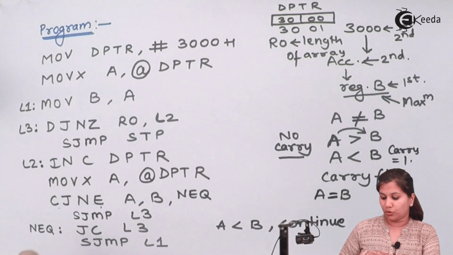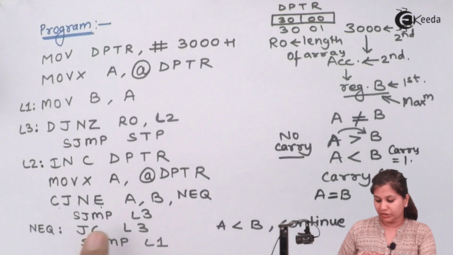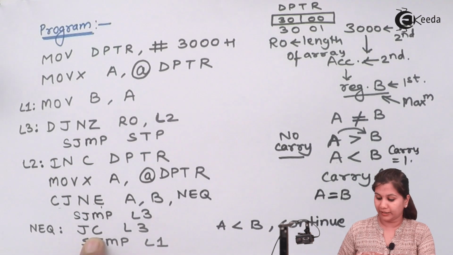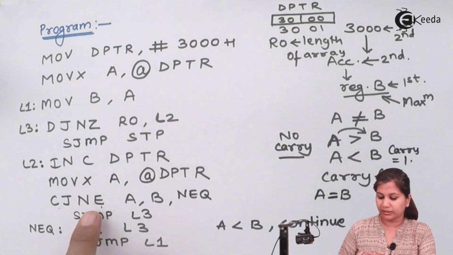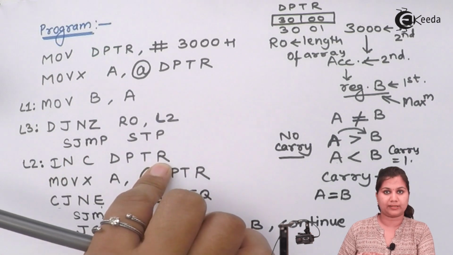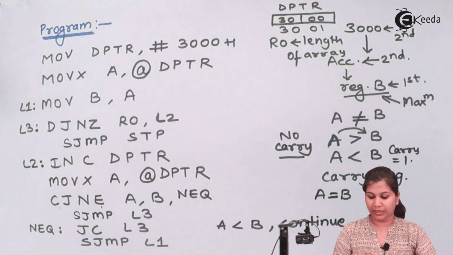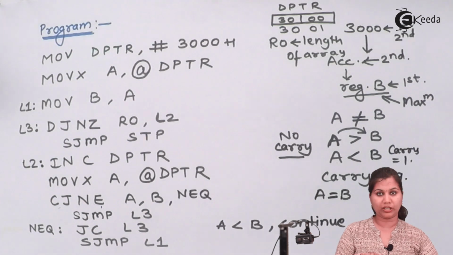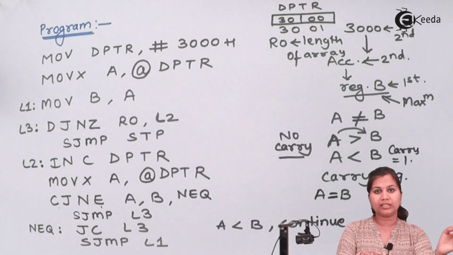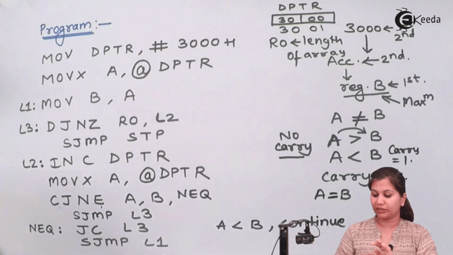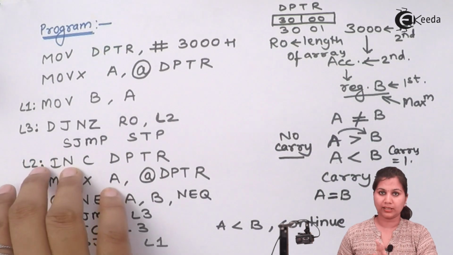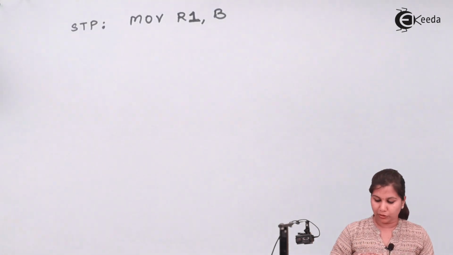Okay, so when they are not equal to each other, then check for carry. If they are equal to each other, then again repeat the process. So let's again understand this program. What we have done, first of all, we have initialized our data pointer with the memory location 3000H.